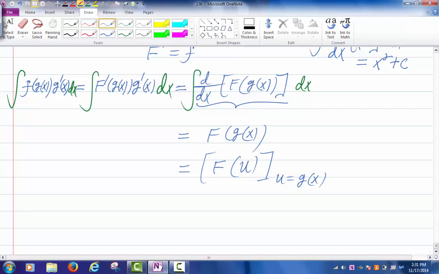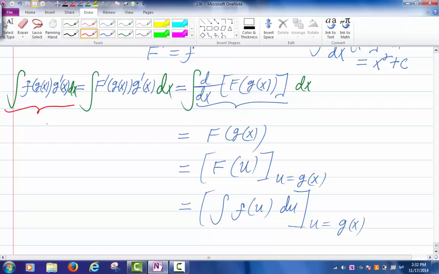However, what is f of u? F of u is the antiderivative of lowercase f. And of course I have u equals g of x. So notice something great happened here. You started with this integral and reduced it to the integral of f of u du. Why is that nice? Well, because your integrand is much simpler.